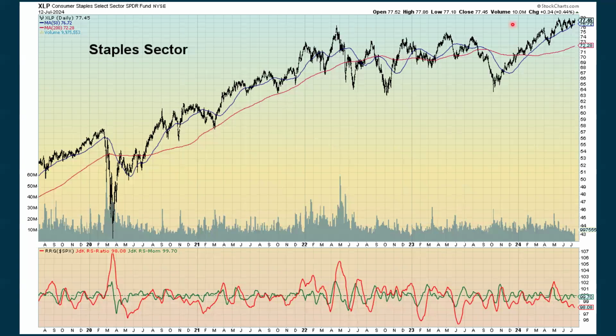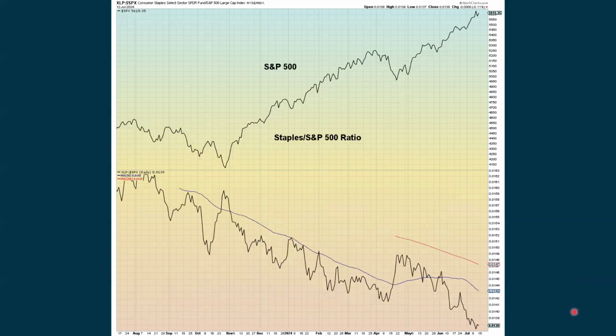Staples sector. This is defensive. Again, as I always say, think of toilet paper and toothpaste. When you look at this all by itself, it's in a pretty solid, sustained uptrend here, seeing a little bit of weakness with the momentum and relative strength. But when we compare it to the S&P, it has really been underperforming.